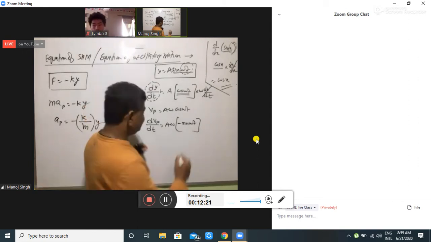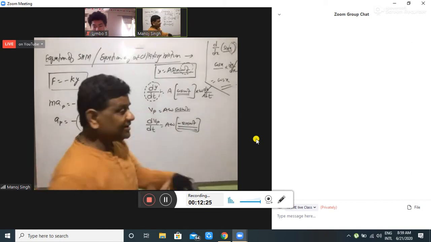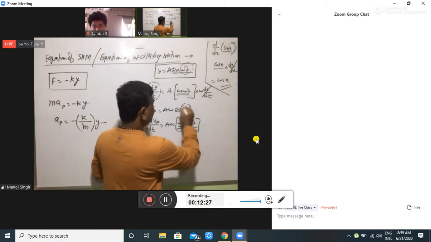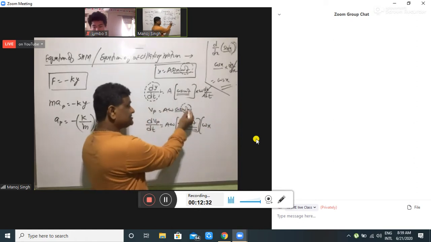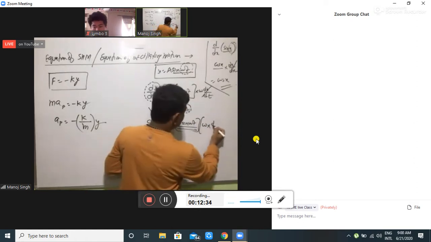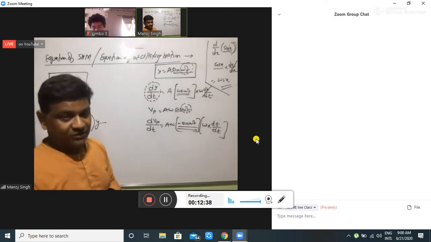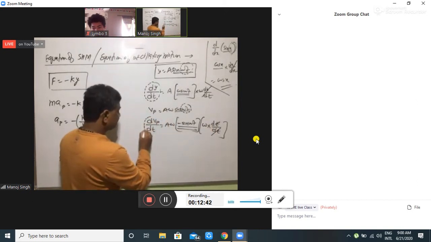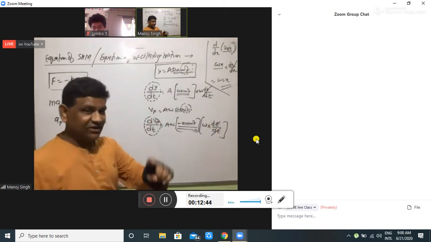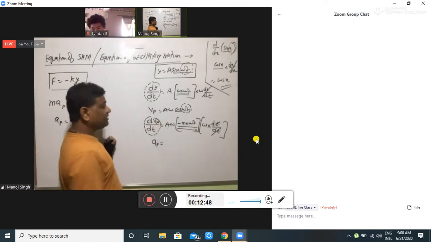But again, this is the differentiation of cos of omega t. The remaining differentiation of omega t we will take in a class now. It is omega as it is. Differentiation of t with respect to t is dt divided by dt, and this will be cancelled. Yes, it will give the acceleration of the particle.